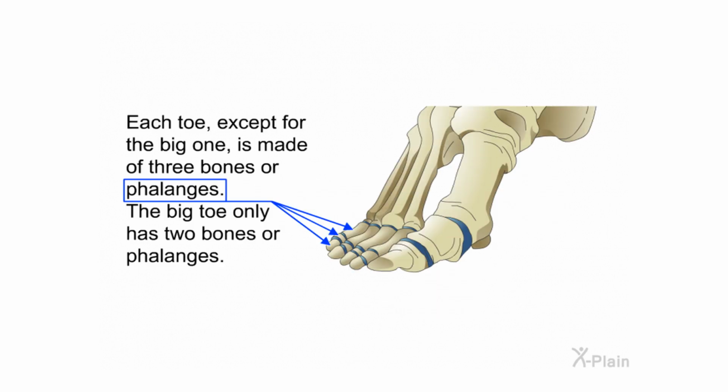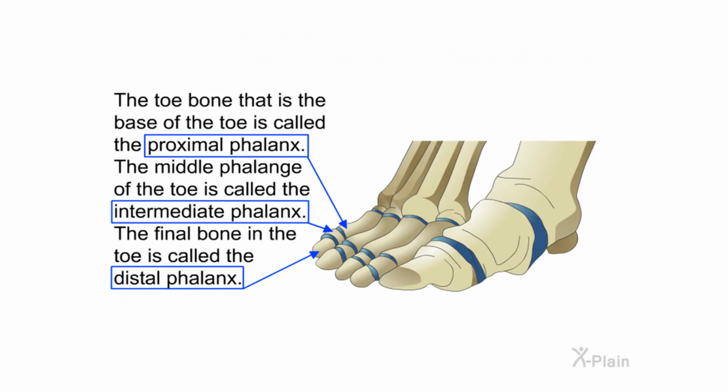Each toe, except for the big one, is made of 3 bones or phalanges. The big toe only has 2 bones or phalanges. The toe bone that is the base of the toe is called the proximal phalanx. The middle phalange of the toe is called the intermediate phalanx. The final bone in the toe is called the distal phalanx.